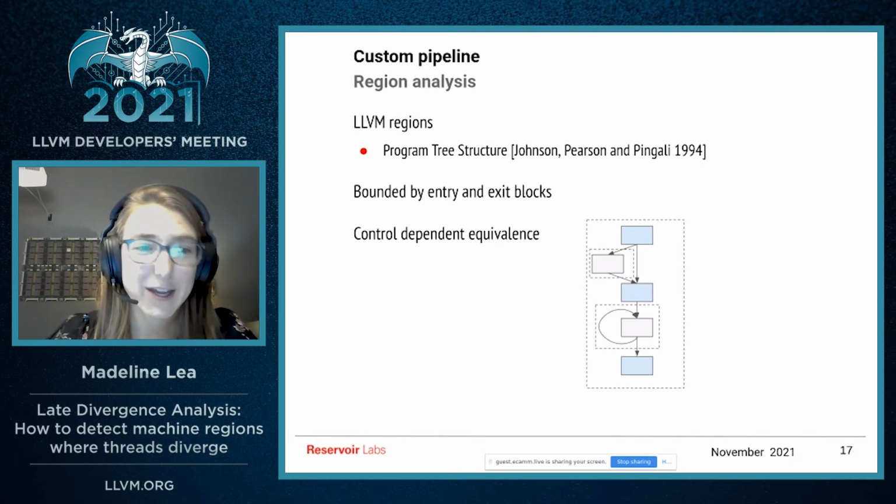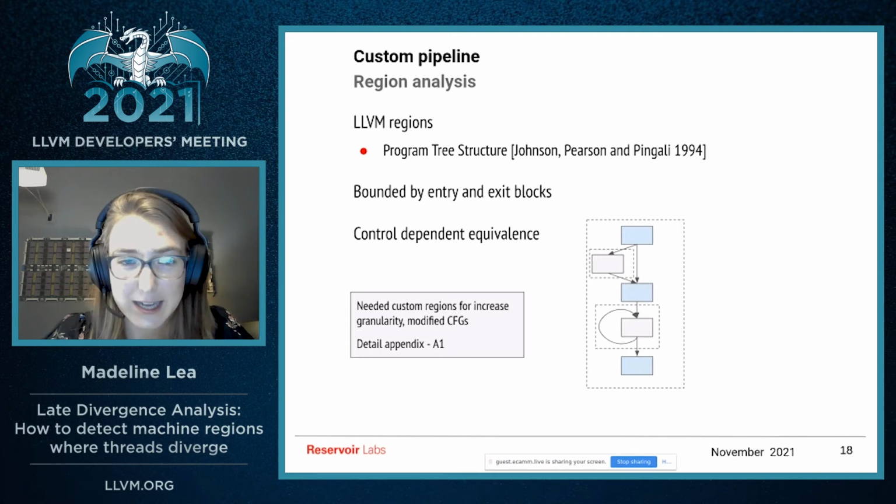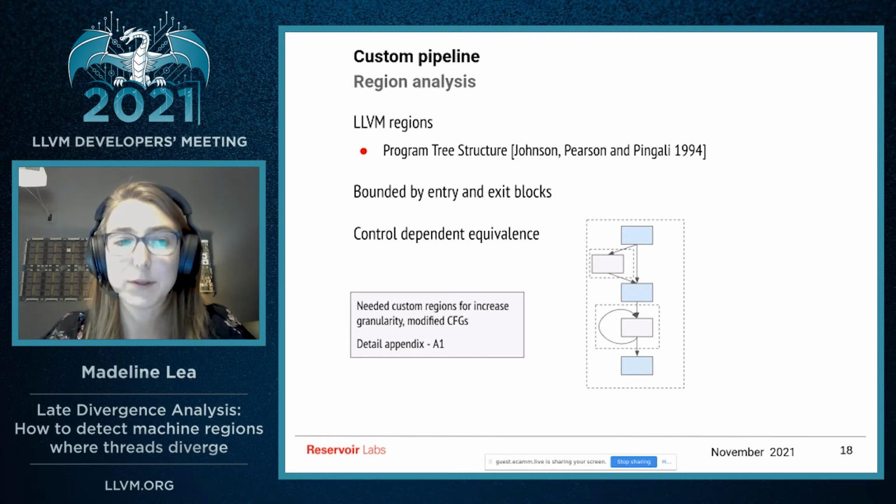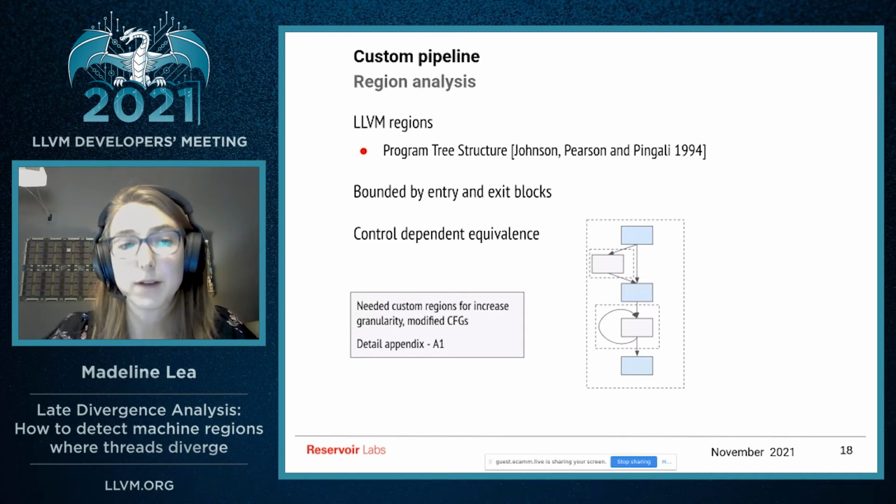Now, it actually turns out that we needed to implement our own region analysis, but it's based on these same principles. The reason we needed a custom analysis was to increase the granularity of the regions detected, and also to support a modified control flow graph when necessary.